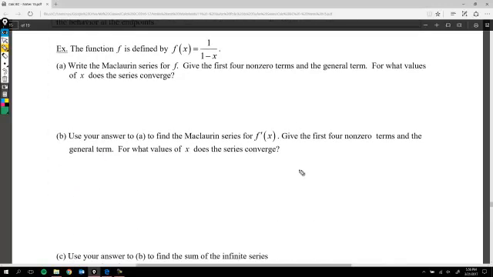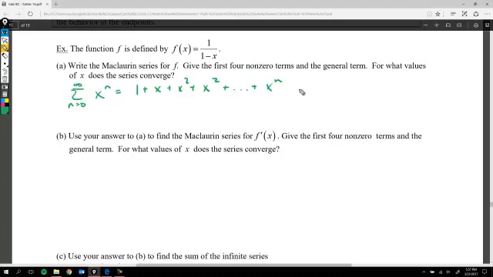All right, first they ask us to write the Maclaurin series for 1 over 1 minus x. Well, this is geometric, where my first term is 1 and my common ratio is x. This is the sum of a geometric series. So I can write this out as the sum to infinity of x to the n power, where x is my common ratio. The first several terms are pretty straightforward, and my general term is x to the n. We already wrote that.